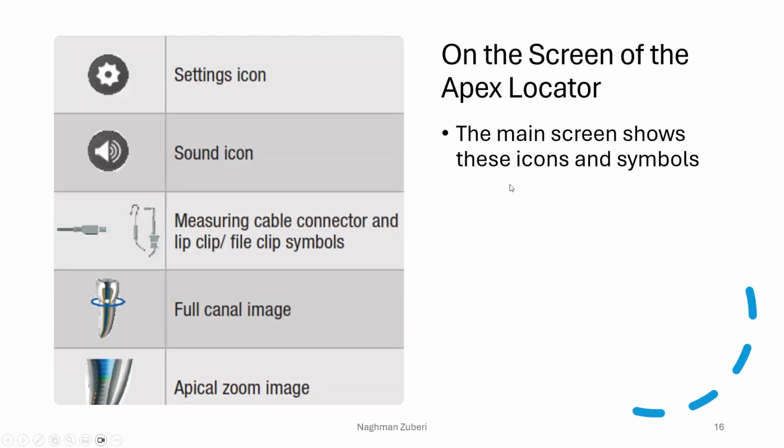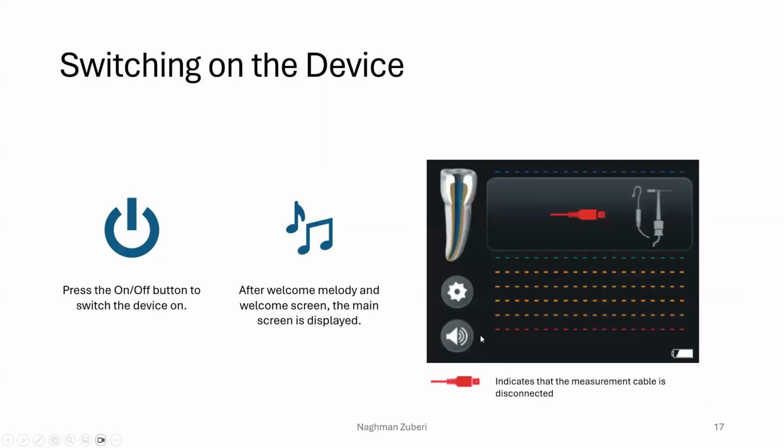On the screen of these new apex locators, you will be seeing these icons: the setting icon, then the sound icon, then the measuring cable connector and the lip clip or file clip symbols, and the full canal image, as well as the apical zoom image. When you switch on the device, you press the on-off switch to switch the device on. After the welcome melody and welcome screen, the main screen is displayed like this. This red means that the measurement cable is not yet connected.